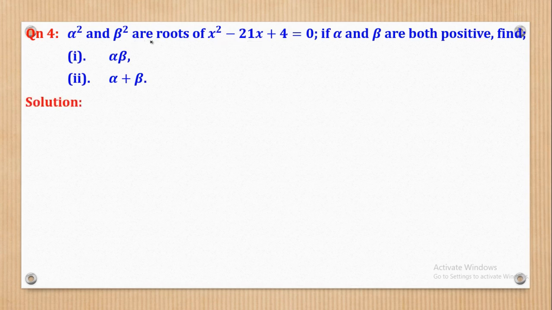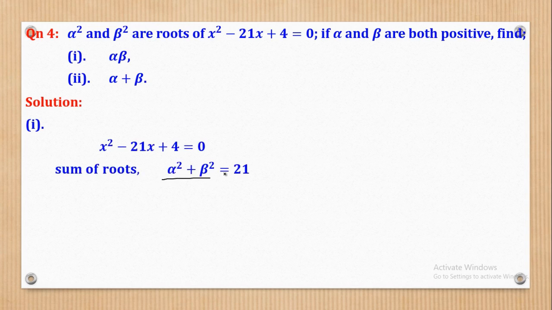So what does that mean? It means that sum of roots will be now alpha squared plus beta squared, and product of the roots will be alpha squared times beta squared. Therefore, from that equation, it implies that the sum will be alpha squared plus beta squared, which will be negative of this to give you positive 21. And product will be positive of this, which will be positive 4.